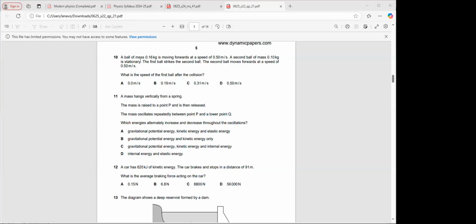Okay, the 10th question is based upon collision. Mass of one ball, speed of this ball, mass of the second ball strikes the first, and the second ball moves with this speed after the collision. Yeah, this is an easy formula-based question. Try this first.